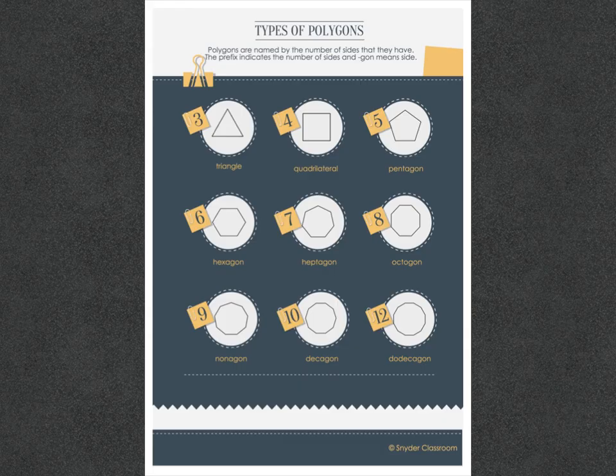Now, getting to our sides. Polygons are named by the number of sides that they have. So we have the prefix, the number of sides, and then the last part is typically gon. There's a couple that are a little different, like triangle and quadrilateral, but gon means sides. So if we break this down, pentagon: penta meaning five, gon meaning sides. So this is a five-sided shape. So let's run through a couple here.